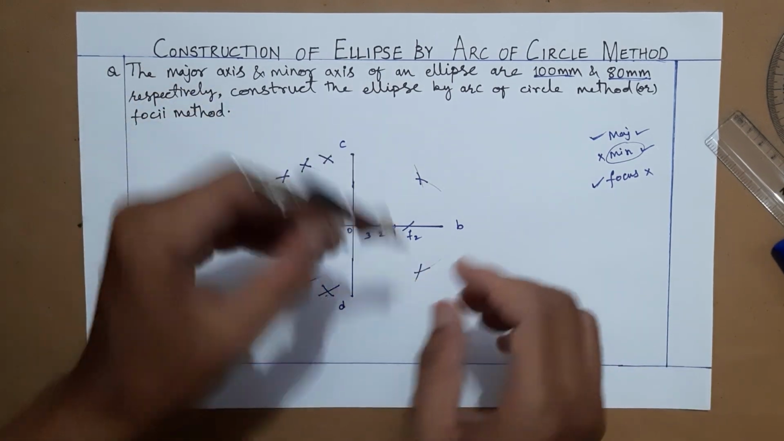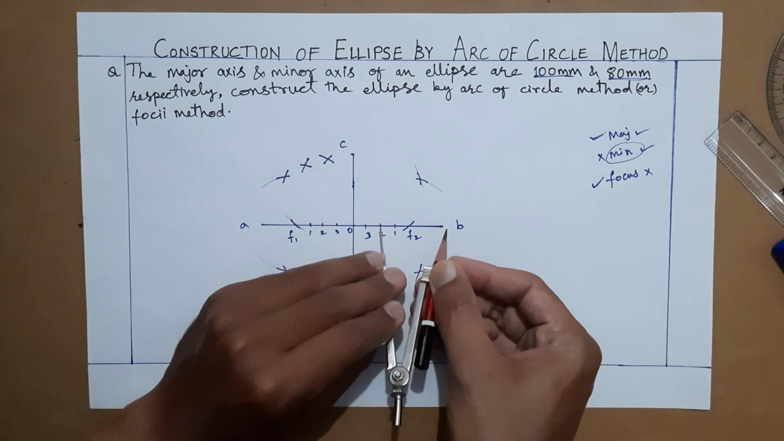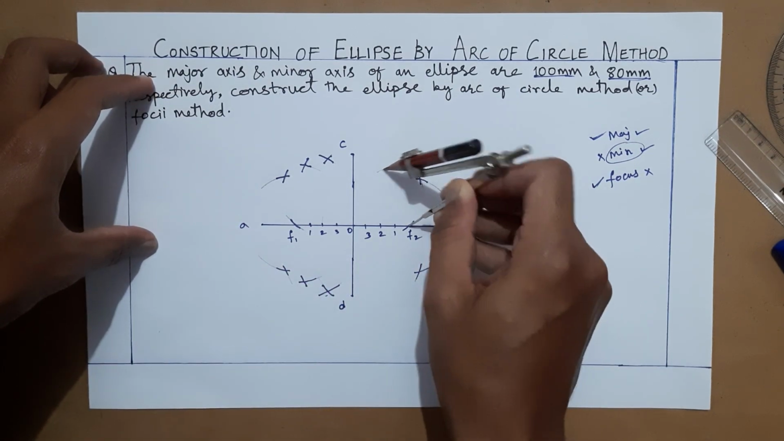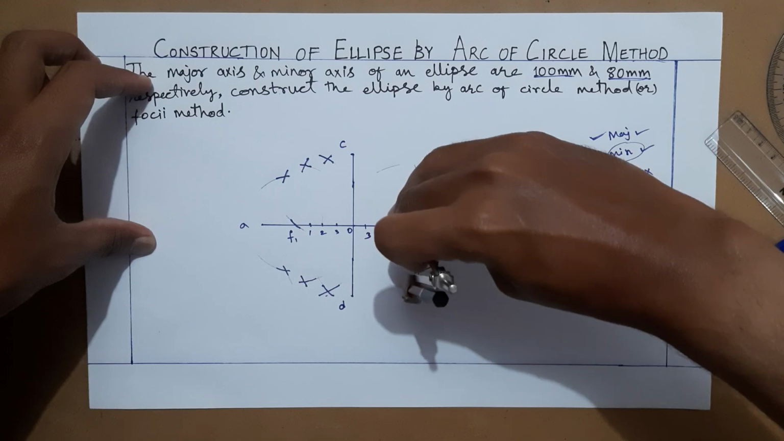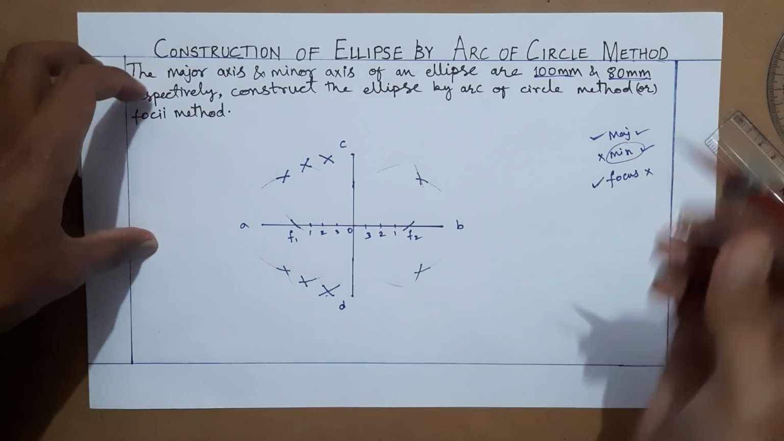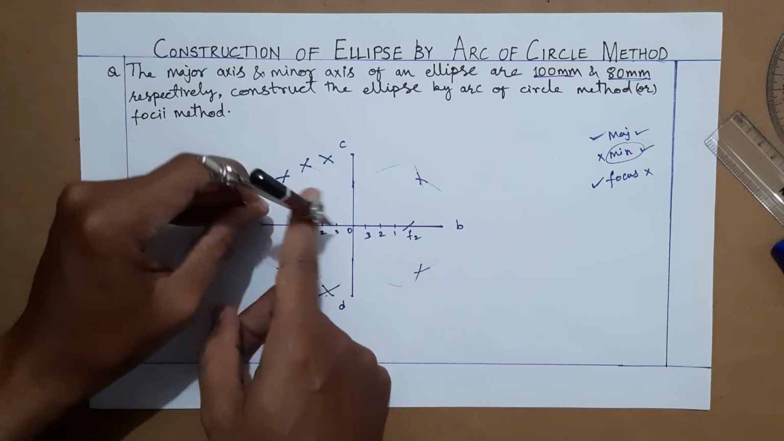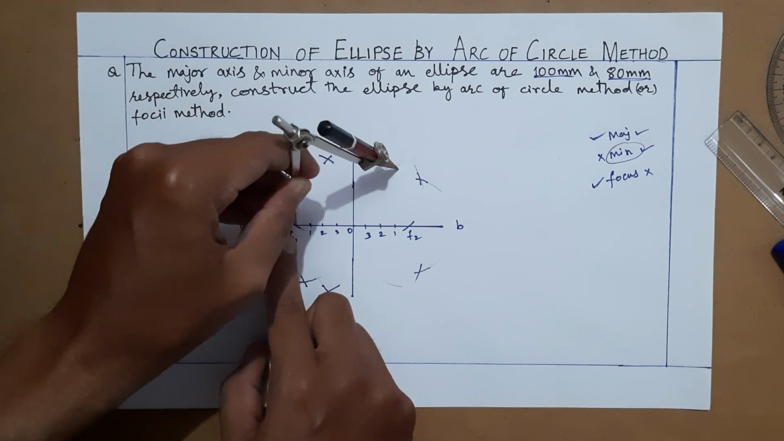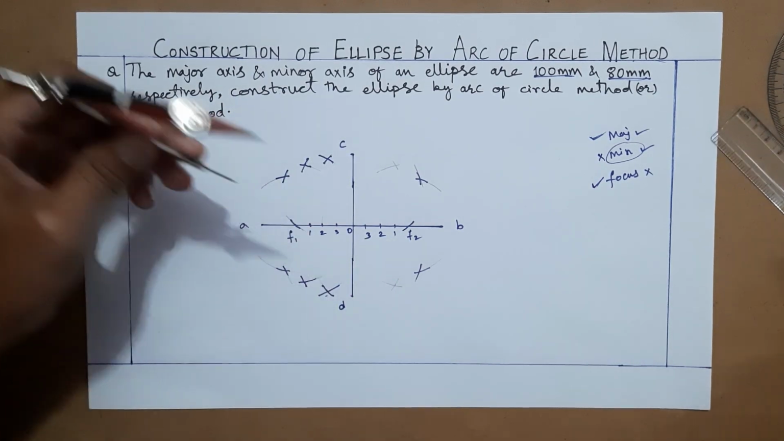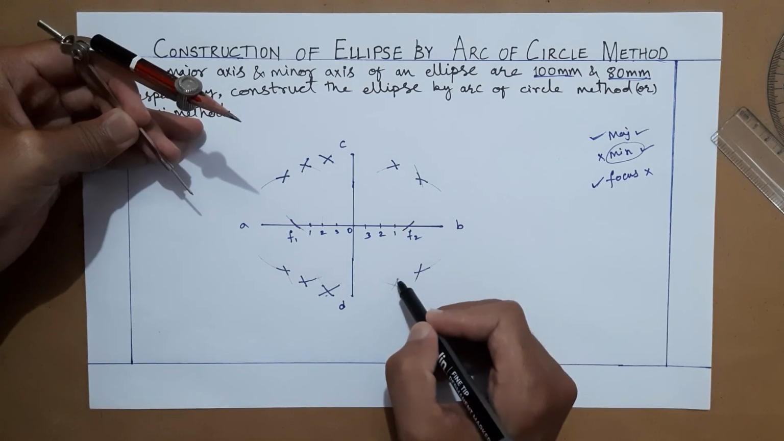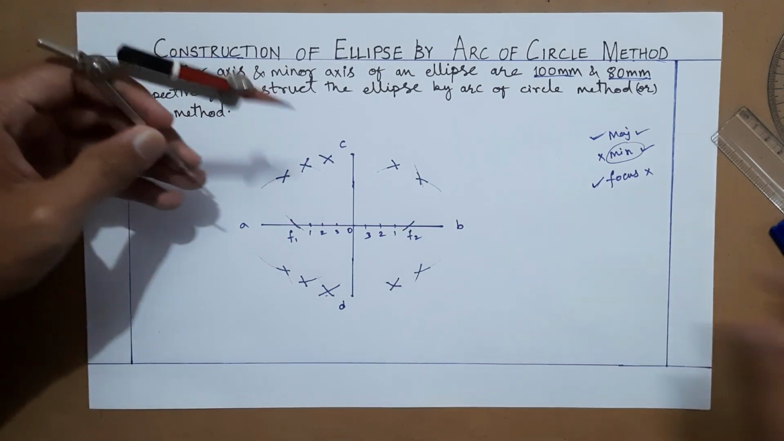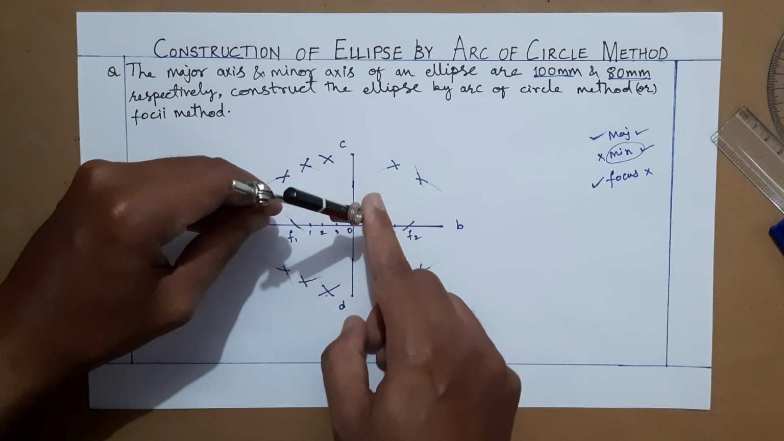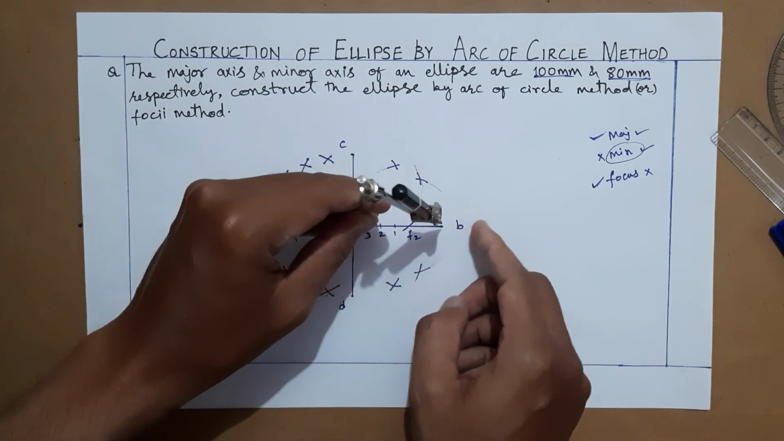Then B to 2 as radius, F2 as center, one arc here, another arc here. Then A to 2 as radius, F1 as center, cut the previous arcs. So again just highlight this. I'm highlighting just because it should be visible in the camera. In the exam, all these arcs, major axis, minor axis, everything should be thin. Only the elliptical final curve should be dark.